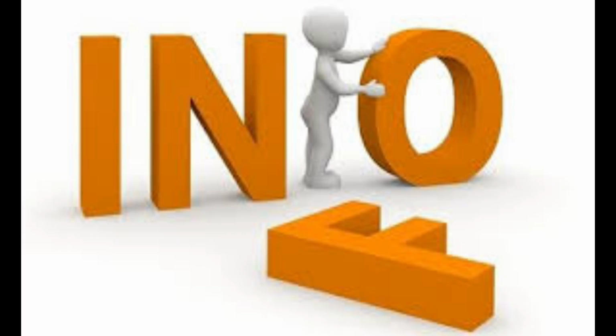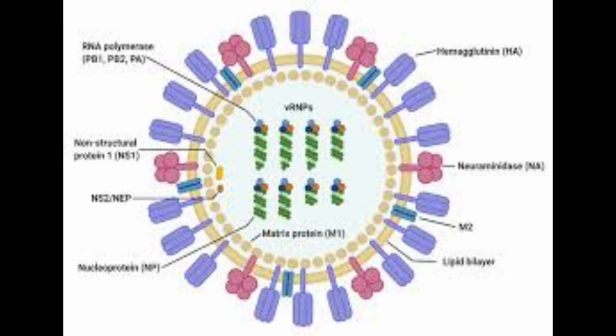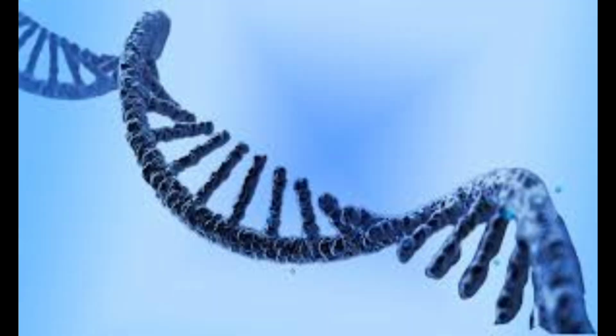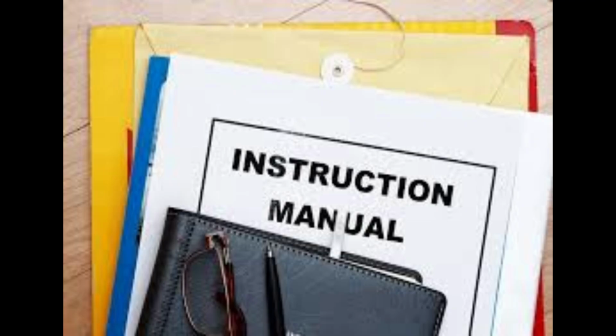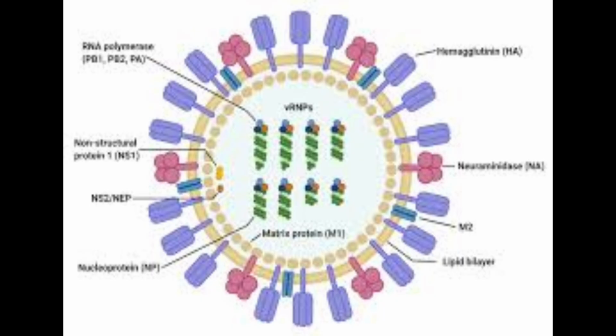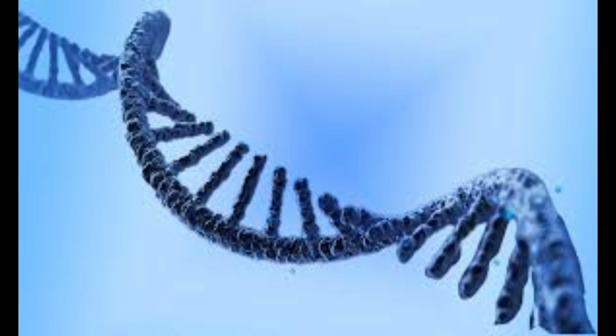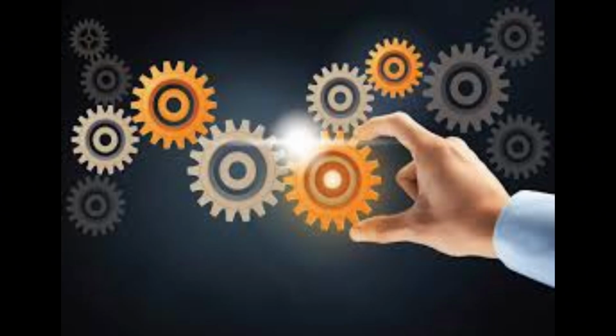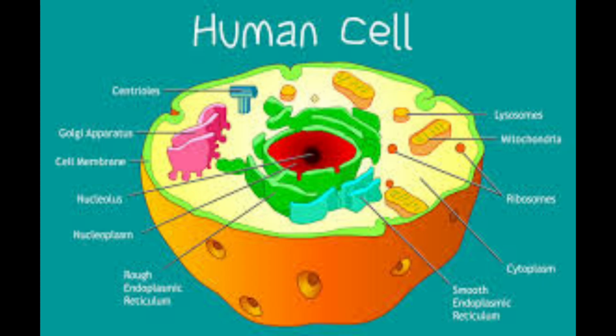Now I'm going to give you some general information on how the flu works and how it continues to infect everyone year after year. So, the influenza virus carries its genetic instructions in 8 separate pieces of RNA, which are like mini instruction manuals for making new viruses. These RNA segments are wrapped in protective proteins that help them function properly inside a host cell.